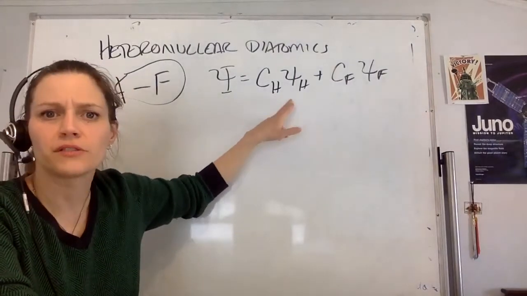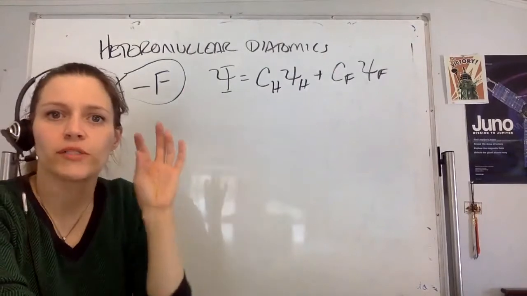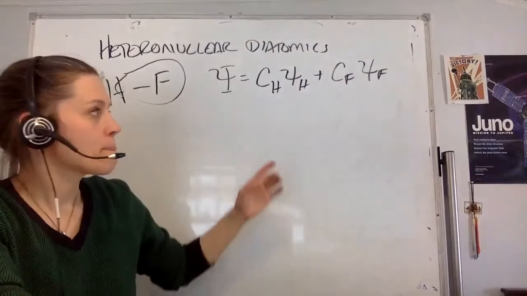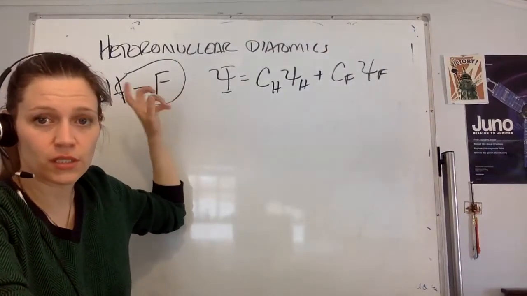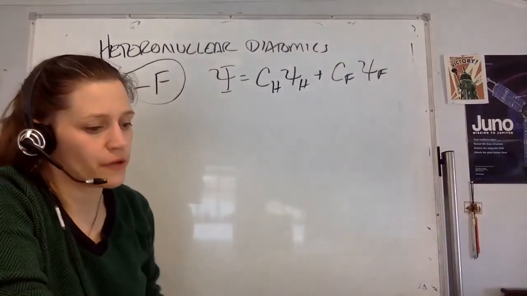And this relates back to the idea that you're going to have linear combinations of orbitals that share the same symmetry. And so the s orbital of the H and the s orbital of the F are going to bond together, and then the s orbital and the p orbital of the F are going to bond together.